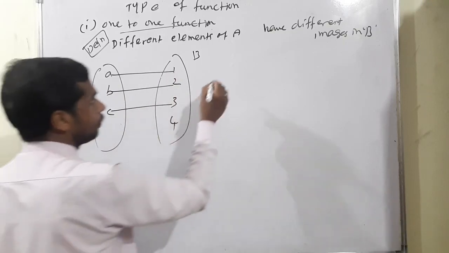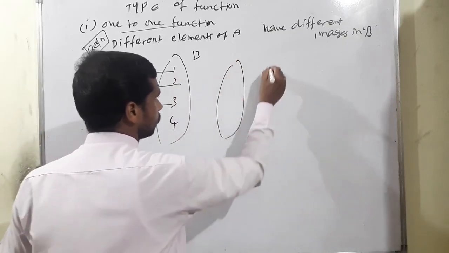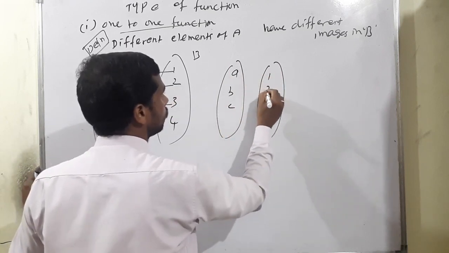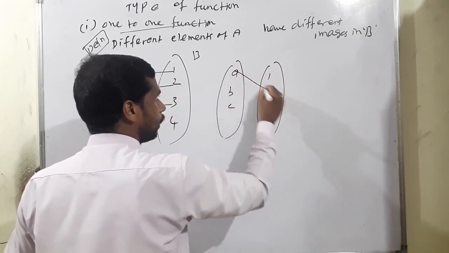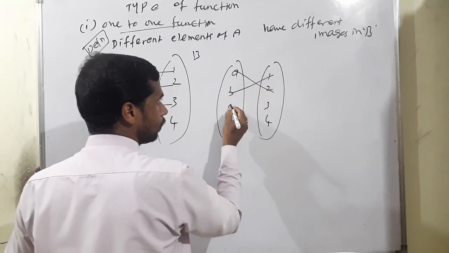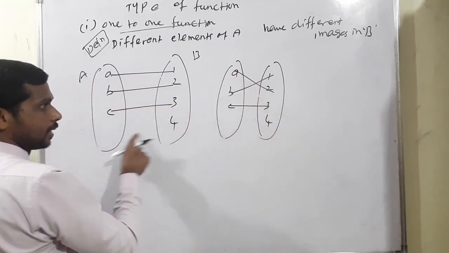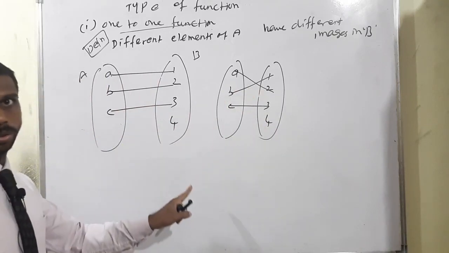At the same time, consider A, B, C and 1, 2, 3, 4. A is related to 2, B is related to 1, C is related to 3. This is also one-to-one only. So we can say both of these are one-to-one.